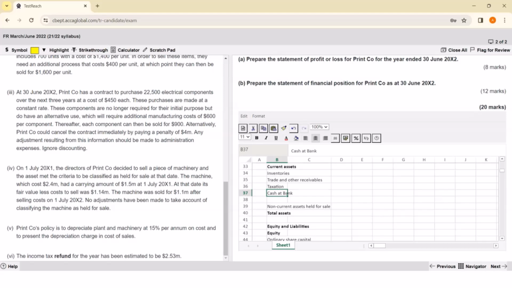In case of cash at bank also, you may write it in both debit and credit side, which is the current assets as well as current liabilities, just in case there is a bank overdraft.